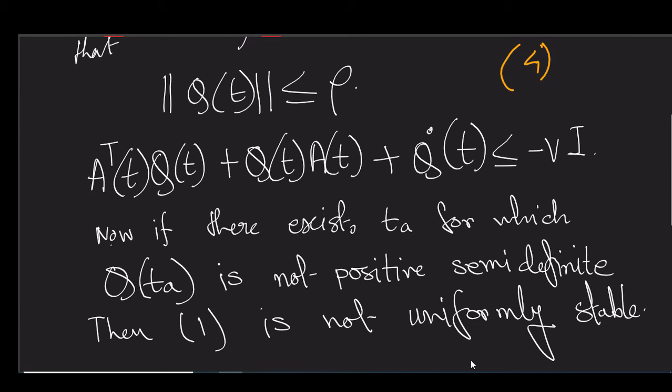And also consider this one as equation number 5, where rho and v are finite positive constants. Also that there exists a t_a such that Q(t_a) is not positive semi-definite. This line is very, very important for our analysis.